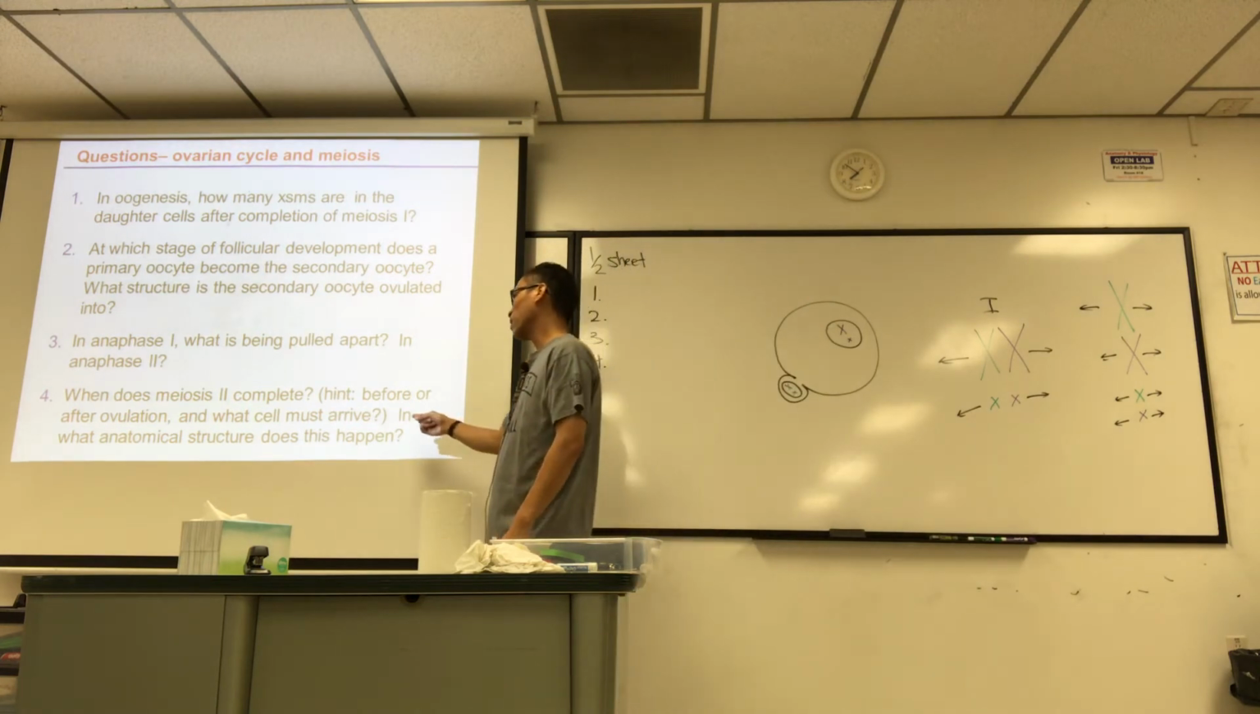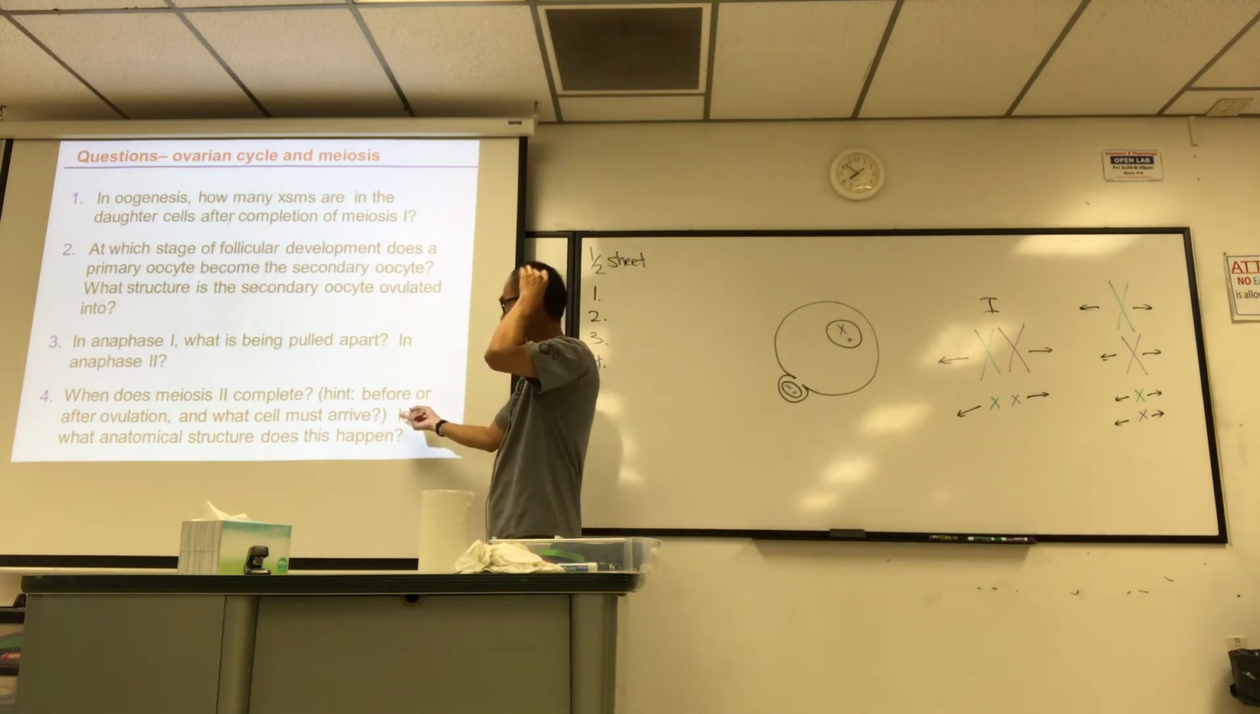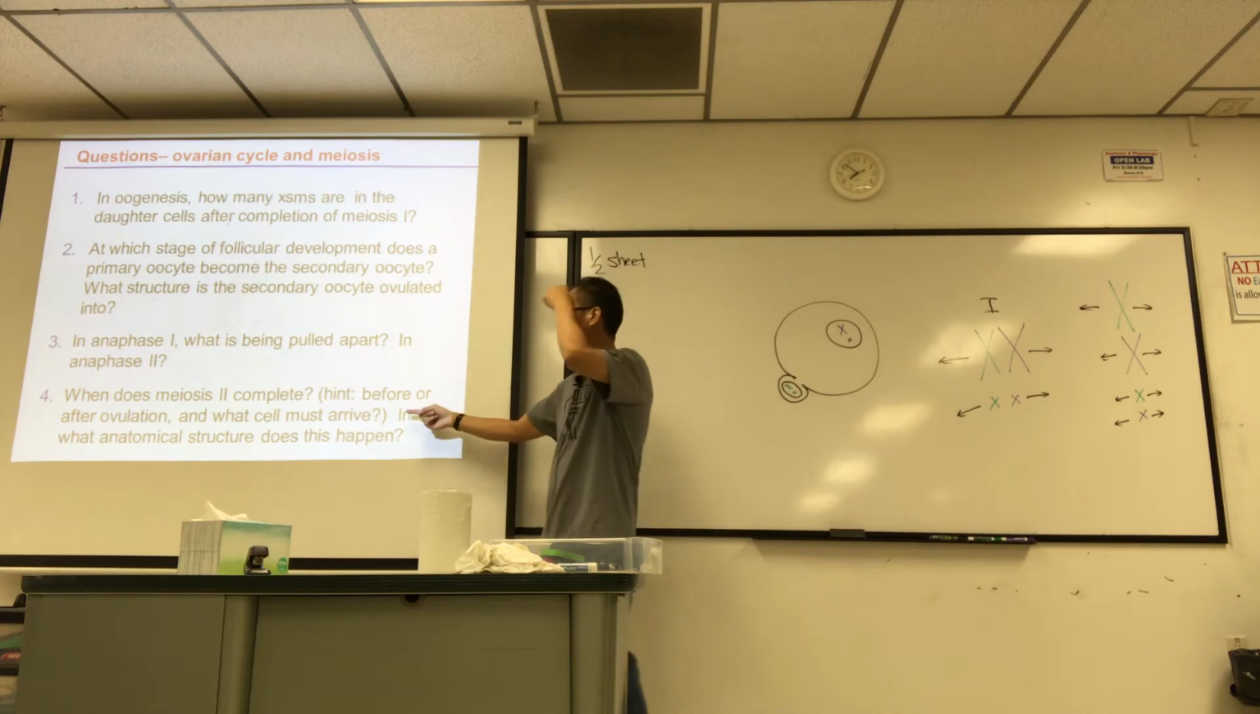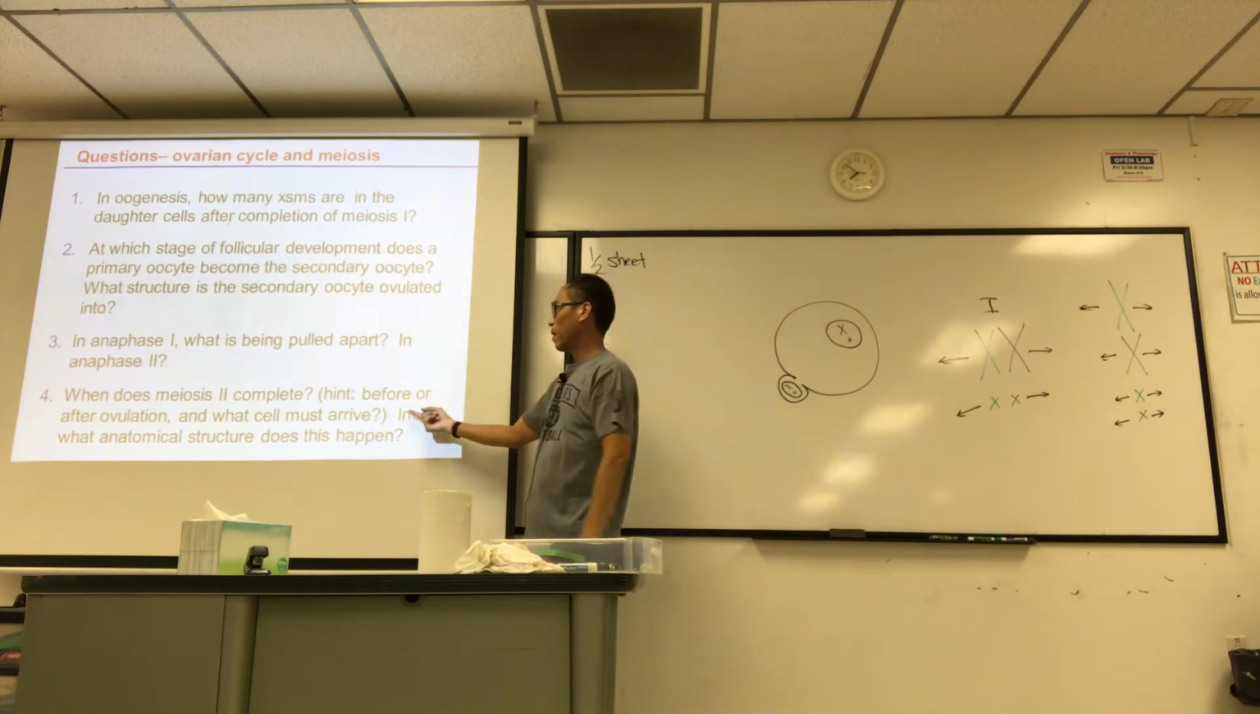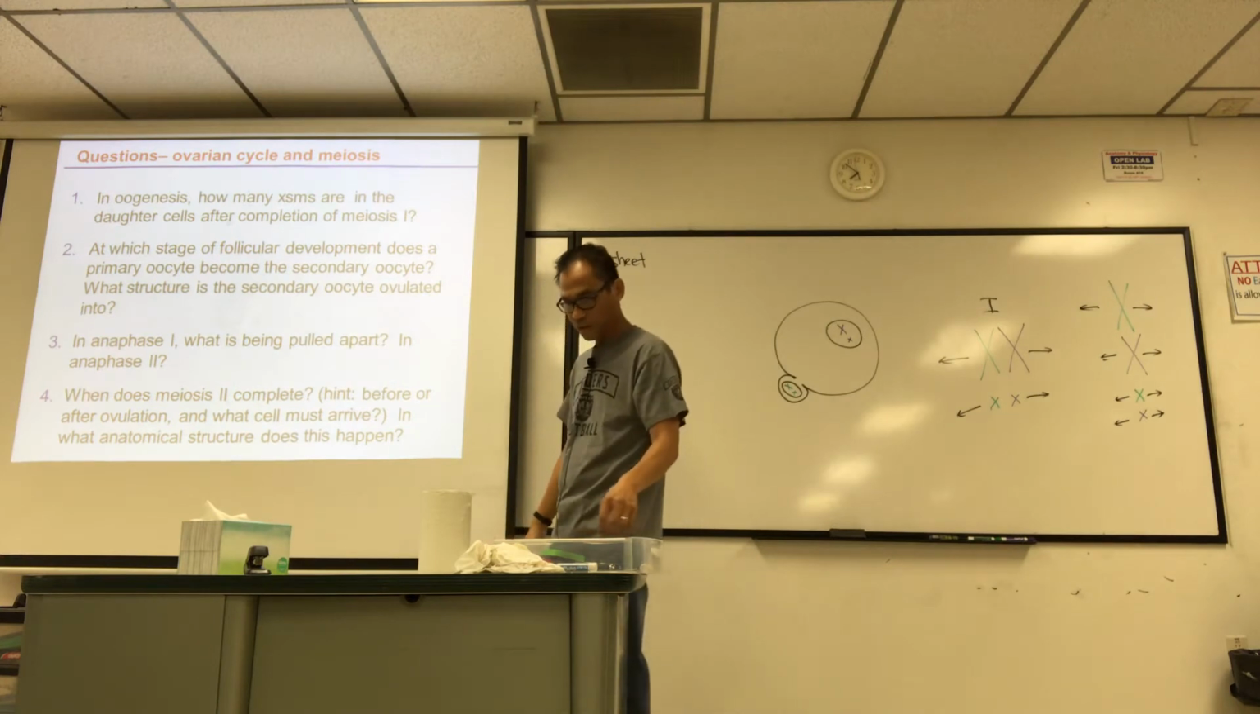For number 4, in the female, what had to be present? Sperm had to be present, okay? Well, obviously, wouldn't that be after ovulation? Sperm isn't going to be there if you don't ovulate because it's stuck in the ovary. Unless your sperm can swim all the way inside the ovary, which I haven't heard of.